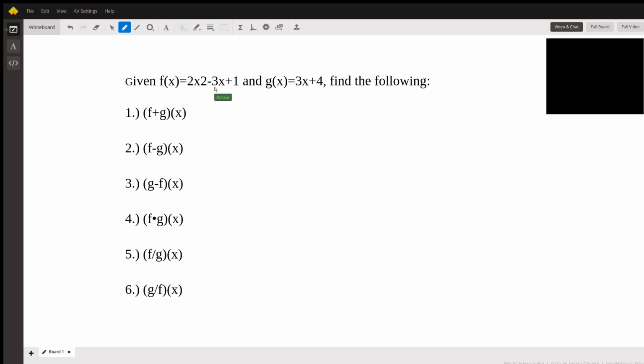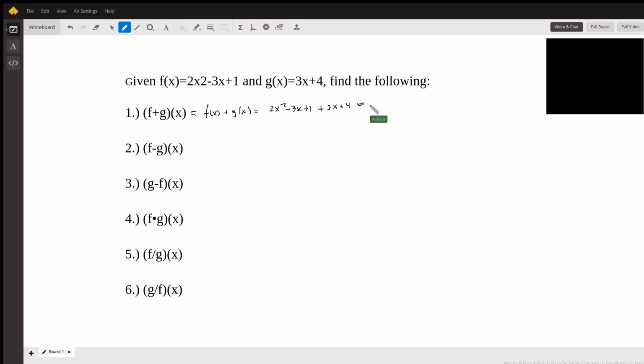So we have two functions, 2x squared minus 3x plus 1, and then the other function, 3x plus 4. We want to combine these functions in different ways. Well, this notation just means f of x plus g of x. So this is just addition. So this is going to be 2x squared minus 3x plus 1 plus 3x plus 4.